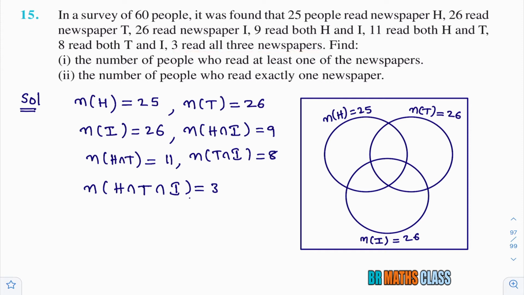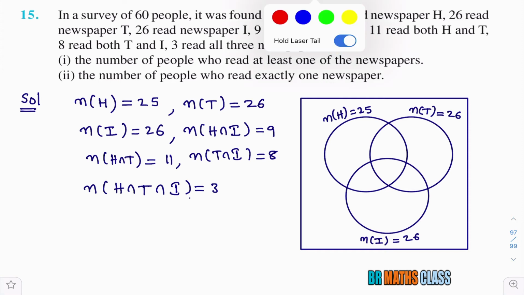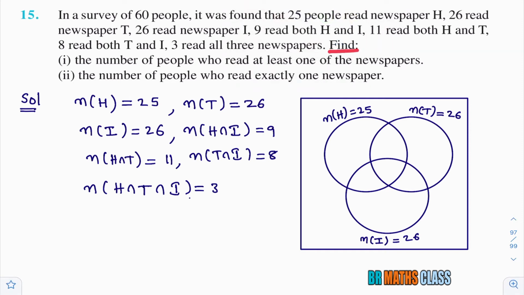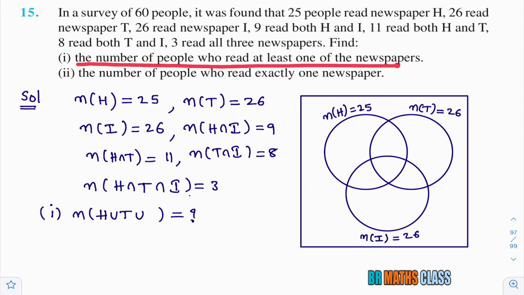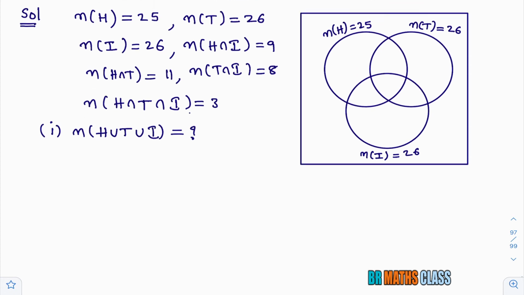Now, what are they asking? Find the number of people who read at least one of the newspapers. See, as this is the miscellaneous exercise, we are almost at the end of it. After reading the first bit, we can understand that they are asking us to calculate n of H union T union I. We have a formula for that.